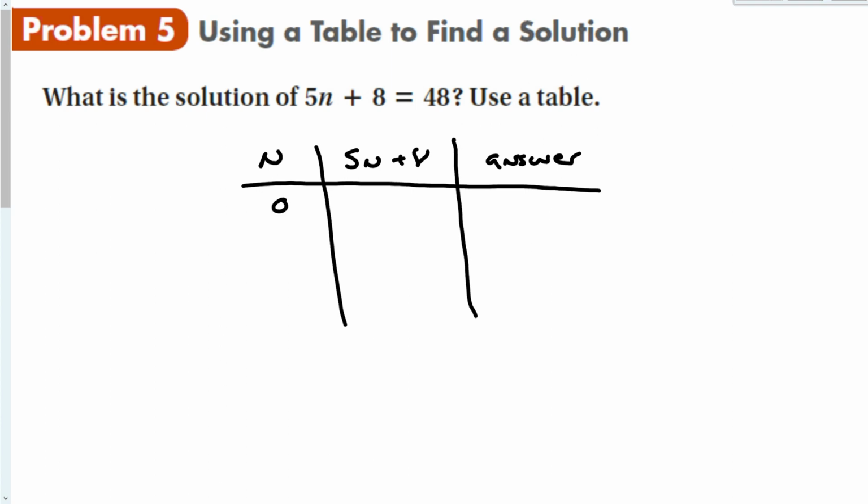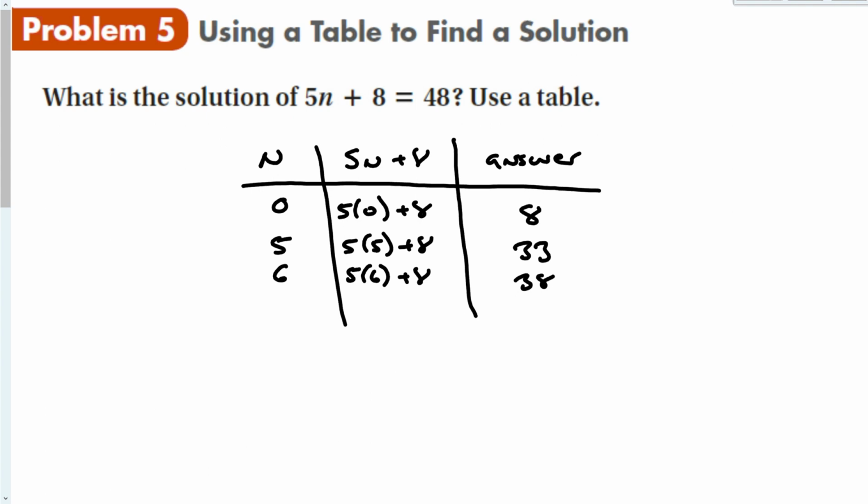Let's start with 0. If I plug 0 in for n, it turns into 5 times 0 plus 8. 5 times 0 is 0, plus 8 is 8. It's not 48. Okay, let's jump up. Let's try 5. 5 times 5 plus 8. That's 25 plus 8 is going to be 33. Close, but not quite. Let's try 6. 5 times 6 plus 8. When I do this, now I get 38.